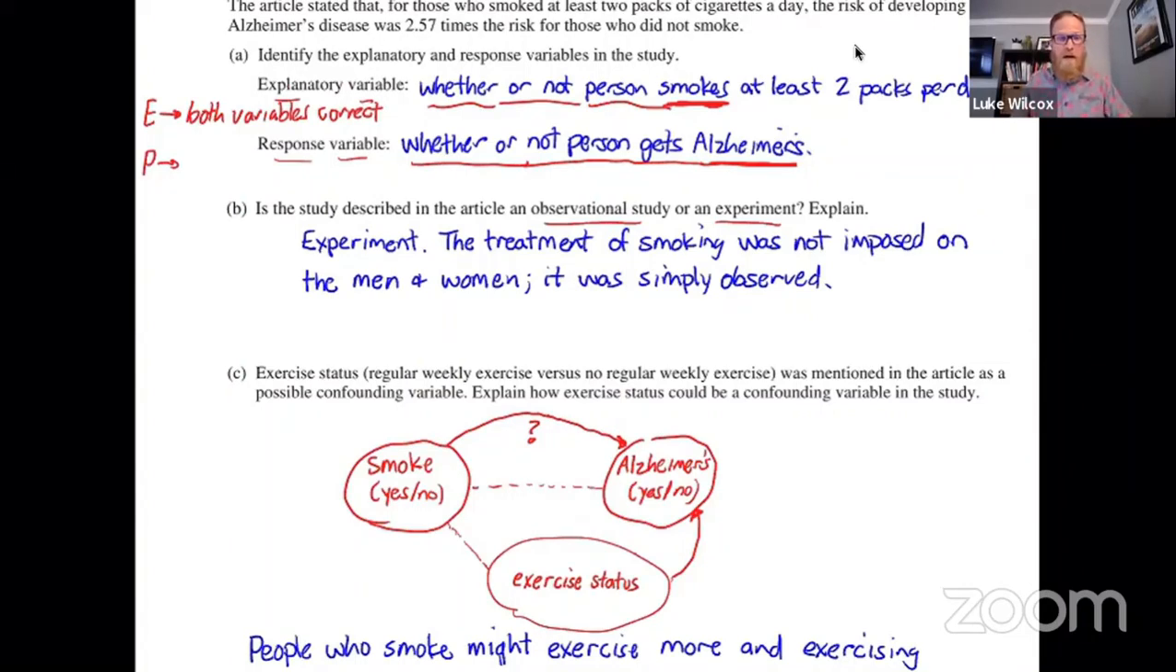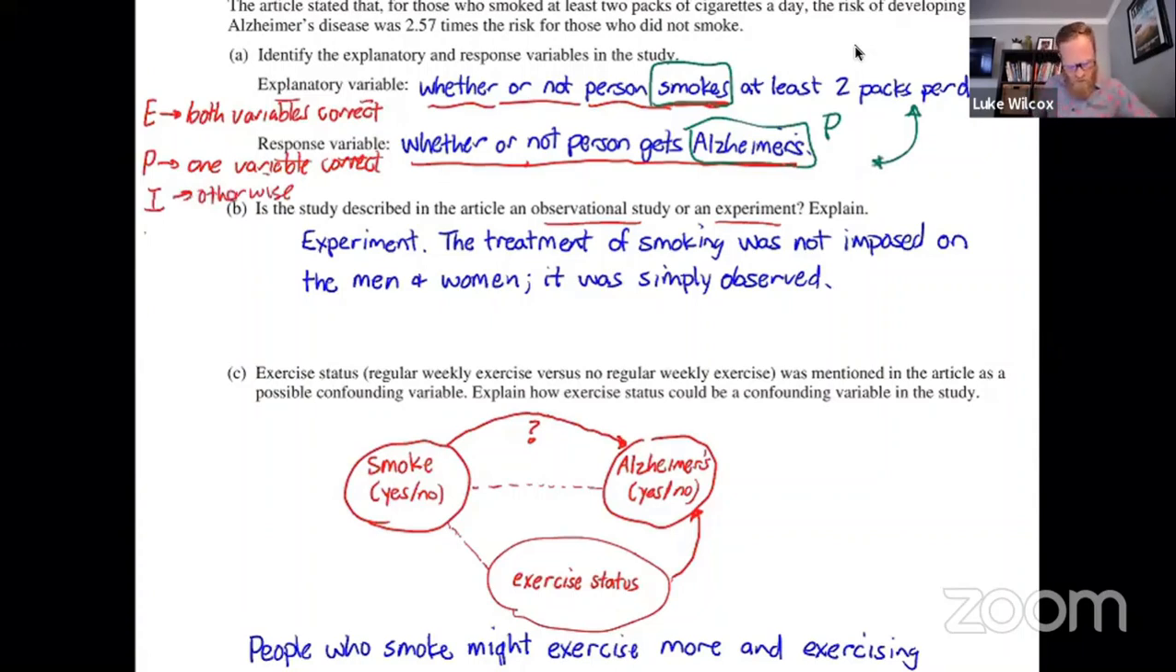So both variables correct, you get an E. If you had one variable correct, you would get a P. The other way that you could get a P, as I mentioned before, is if you simply wrote smoking and Alzheimer's, that would be good for a partial credit. And the other way you could get a partial credit actually is if you had flipped the two, explanatory and response, but you had defined them both correctly, you could still get a partial credit on that. And then an incorrect would be anything else.